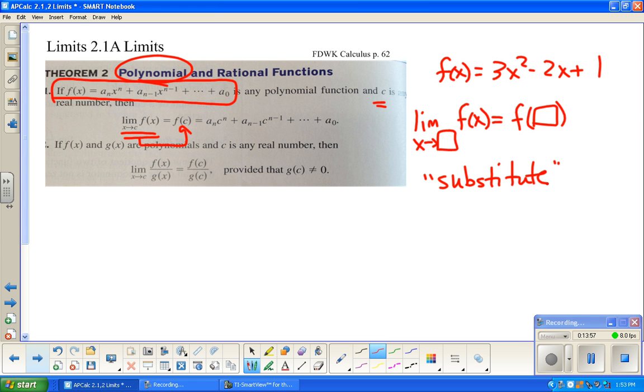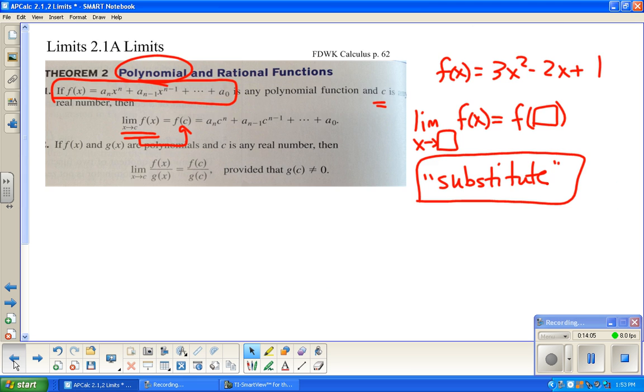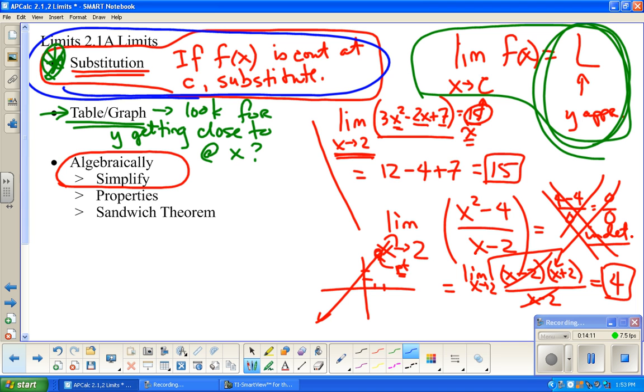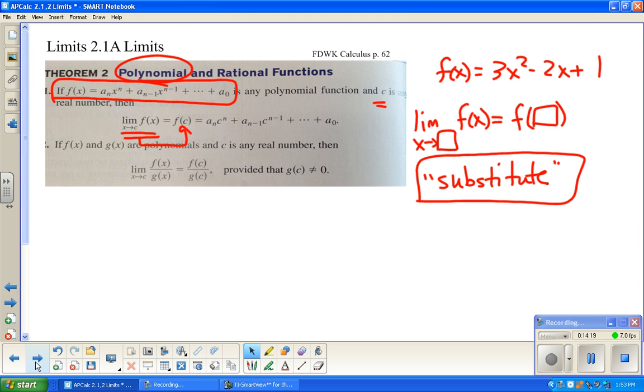So this is specifically about polynomials. So this is just a theorem that's specifically about polynomials. Well, it's really the same idea that we just said back here. Okay? So every polynomial in the universe is continuous. So if that's true, if we're looking for a limit and it's continuous, we can just substitute. So this is a specific manifestation of that. Okay? You can just plug that in.